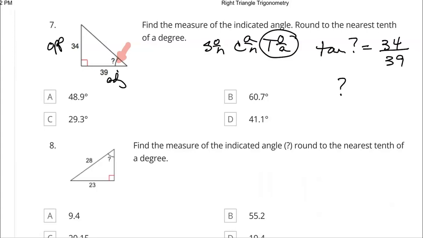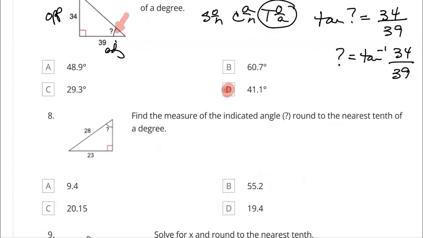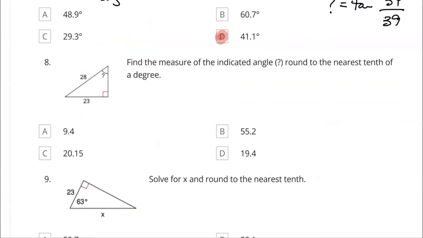So what does this angle equal? Tan to the -1 to get back an angle of 34 over 39 gives me 41.1. Okay, I'm going to do that and highlight it so you can see the letter. So that's what that gives me. Okay, next one, number 8.